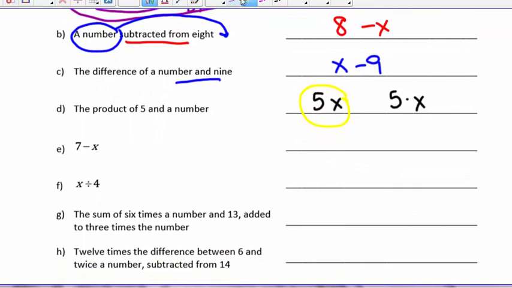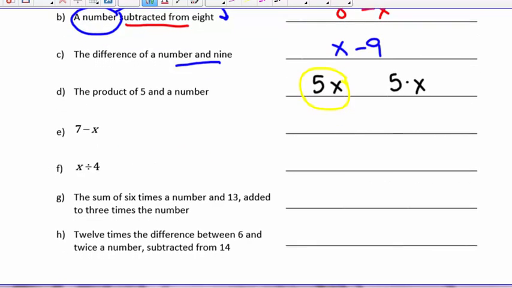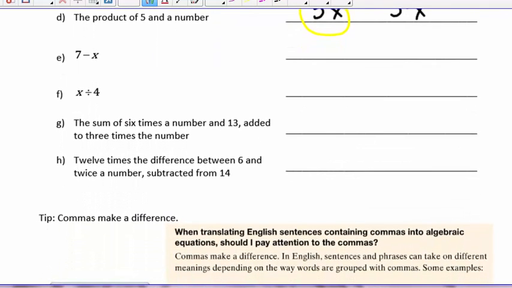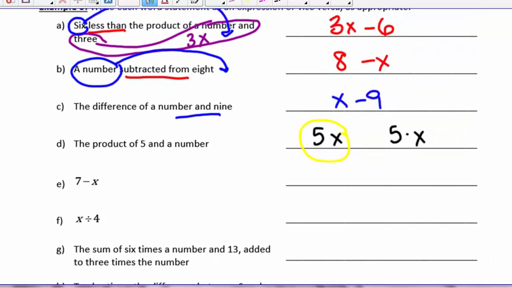Alright, so let's translate some of these expressions into words, then we'll go back and translate some more from words to symbols. 7 minus x. I could just write those words, 7 minus x, but let's try to use one of the subtracted from or less than for some extra practice there. This could be 7 less than a number. 7 less than a number. You can see how that matches up with part A.